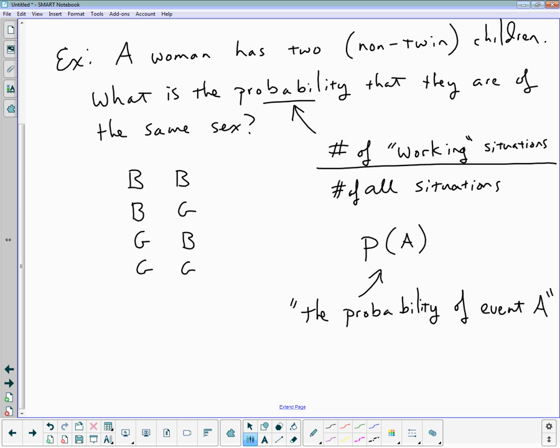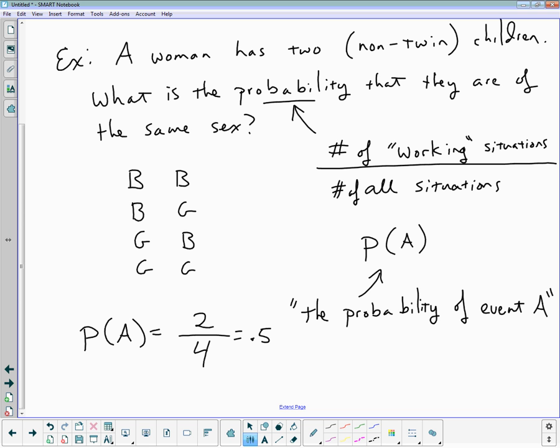So, in this case, the event that we're interested in is identical gender. So, the number of scenarios in this case is how many are identical gender? Only one? Two: boy, boy, and girl, girl. So there is 2 all over how many possible situations? 4. Or 0.5. Okay? 1/2, 0.5. Okay?